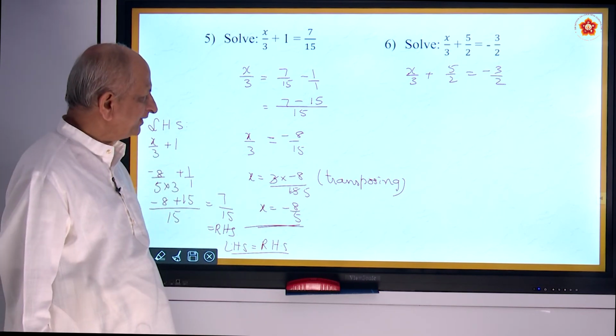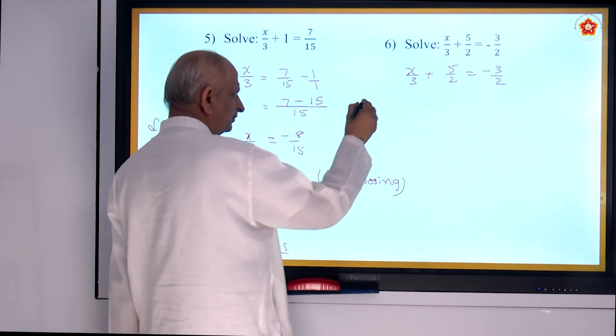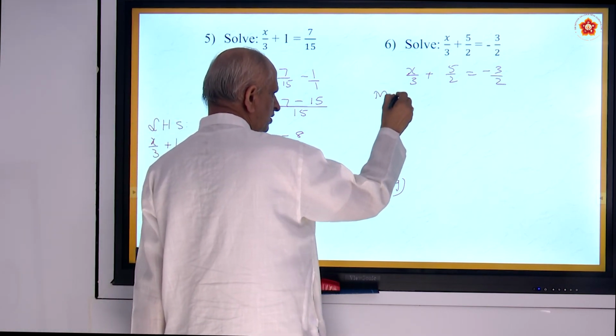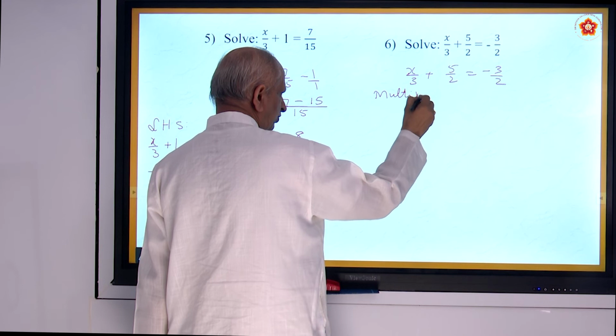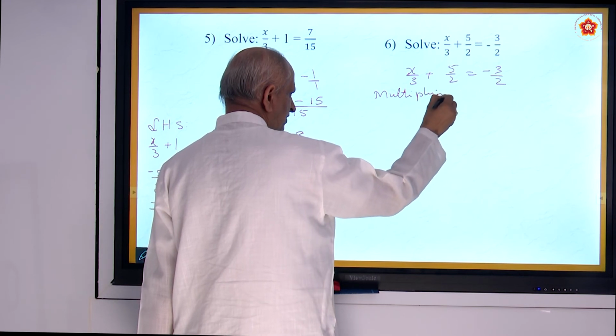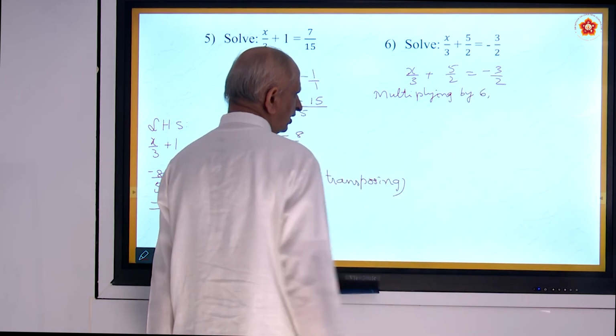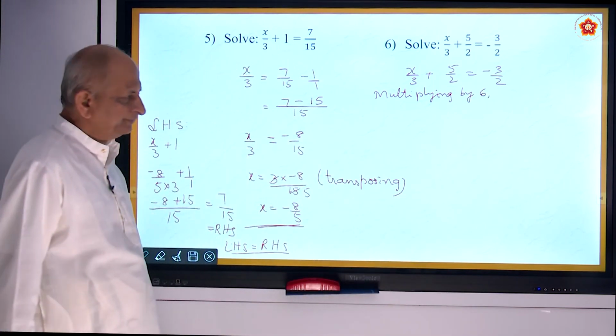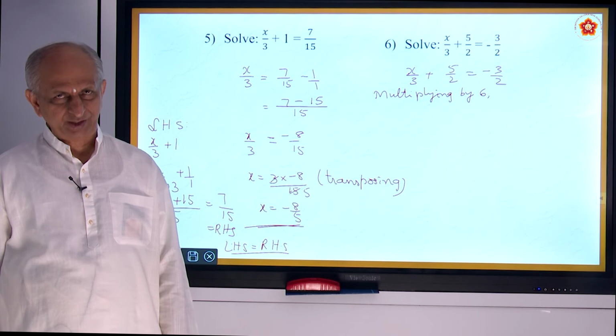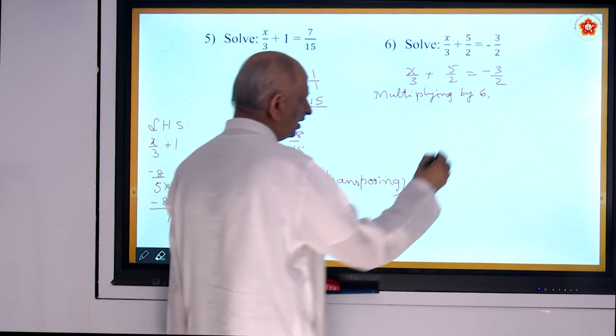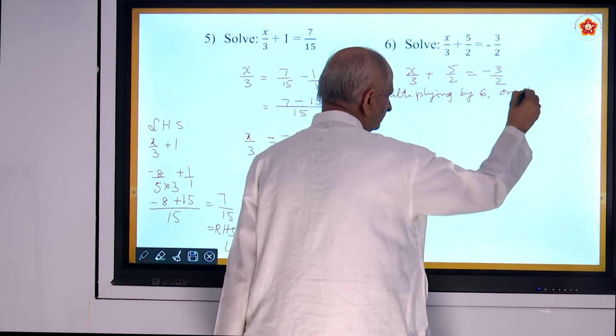So 3 and 2, LCM we must take. LCM of 3 and 2 is 6. So multiplying by 6. How did you get 6? LCM of 3 and 2: 3 into 2, 6. On both sides of the equation.